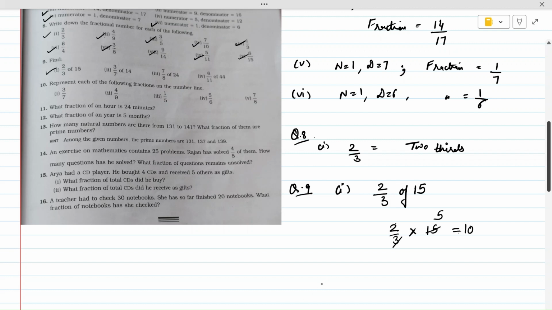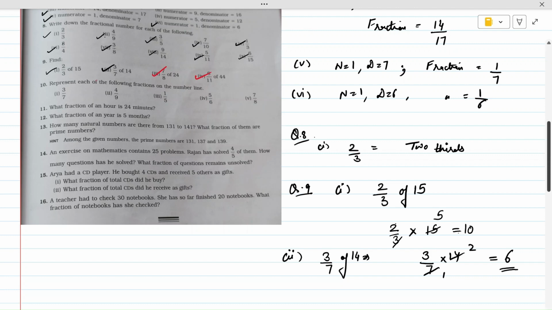Next we have 3 by 7 of 14, question number second. So 3 by 7 of 14 means 3 by 7 into 14, 7 into 1, 7 into 2. 3 into 2 is 6 here. So this is how we have to do such questions, and the rest of the questions I am marking as homework for you people. Okay, wait, I am marking it in a different color. This and this is homework.